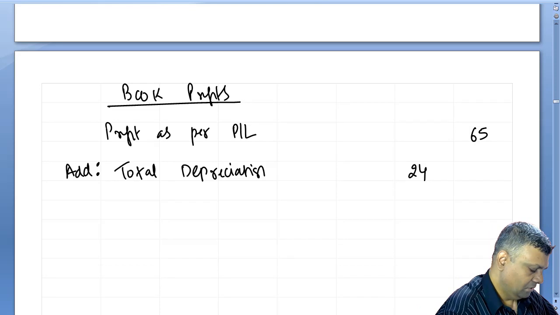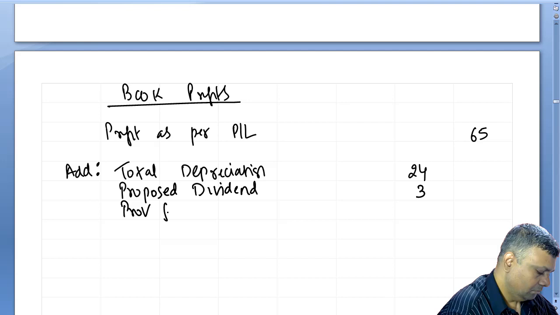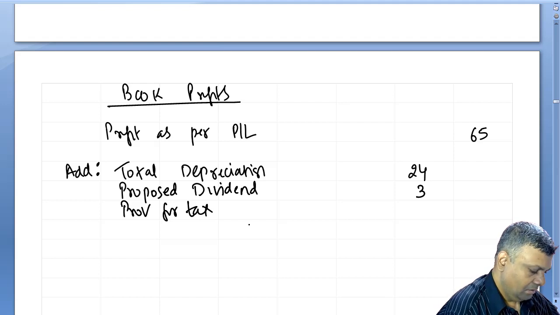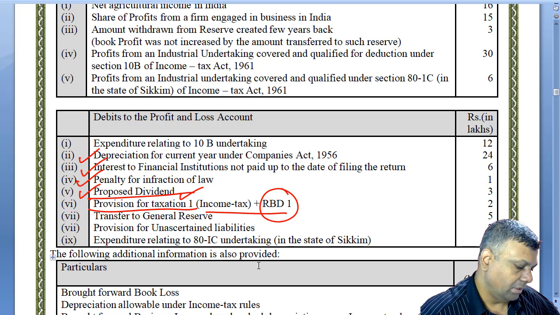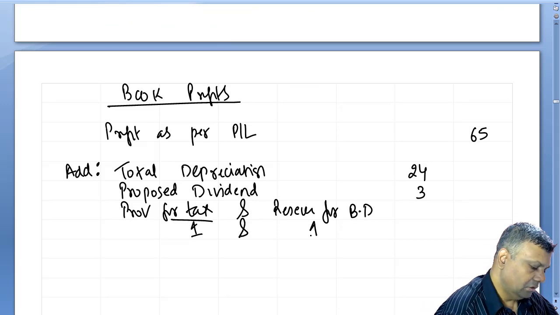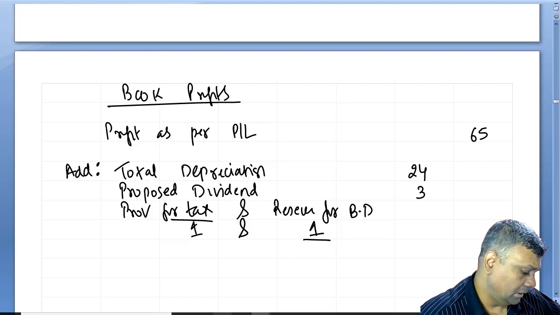Okay. So, proposed dividend, provision for tax, and reserve for bad debts. Provision for tax given to us is 2, I guess. One second, let me check the amount. Provision for tax is 1, sorry, and the reserve for bad debts is also 1. Okay. This is 1, and this is also 1. Okay. Now the reserve for bad debts. I want you all to come to this point first of all.